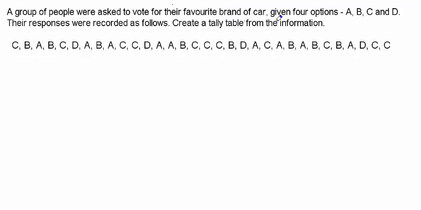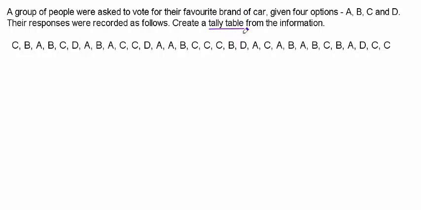So a group of people were surveyed. They were asked, which is your favorite brand of car? Is it A? Is it B? Is it C? Or is it D? And then the first person who was asked that question said, my favorite brand of car is C. The second person said, my favorite brand is B. The third one said, mine is A, and so on. And we need to create a tally table from this information.